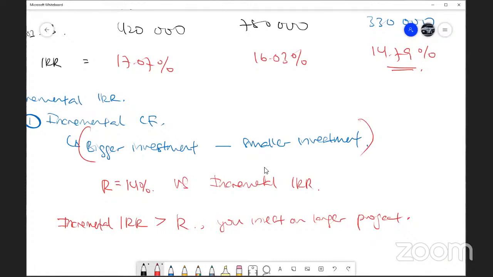All right. Can follow until here so far? So incremental IRR is basically taking the more expensive investment minus the smaller investment. If in the end of the day, the incremental IRR is higher than the discount rate, then this is worth investing in. Initially, if you never use the incremental IRR, you will choose this. But after taking incremental IRR, you will choose this instead. So this reduces the scaling issues.